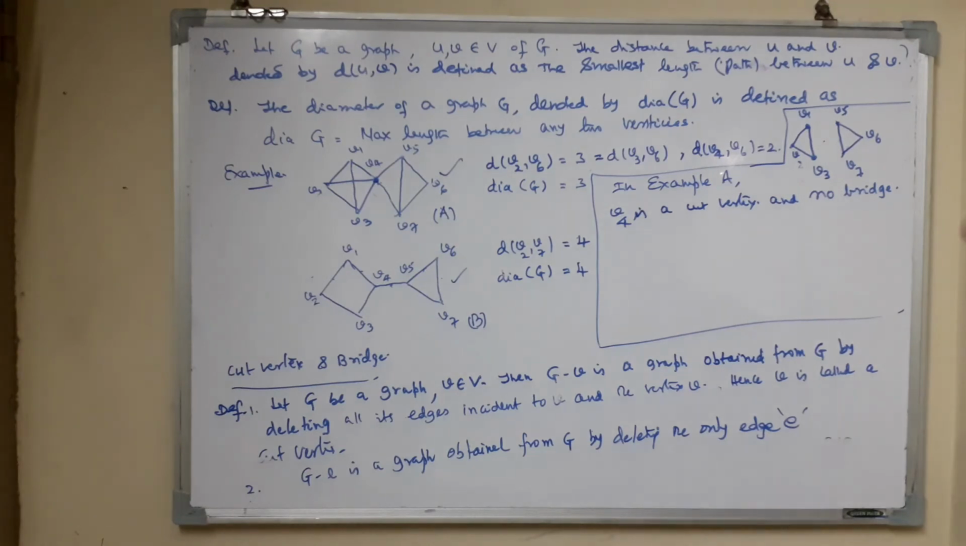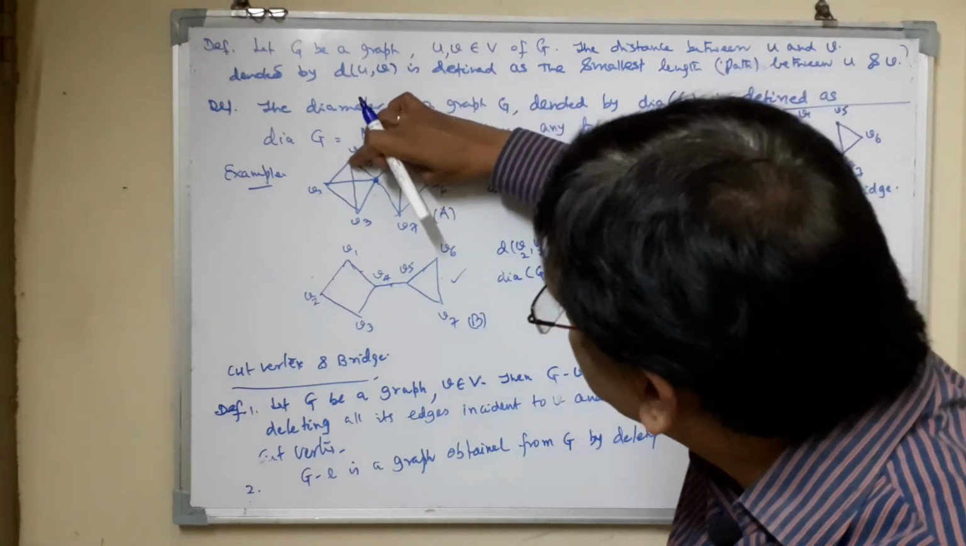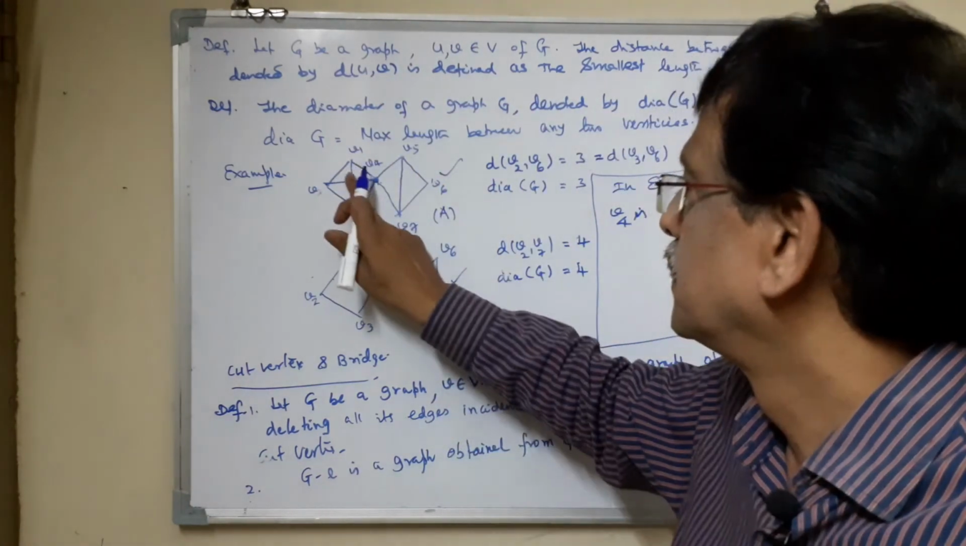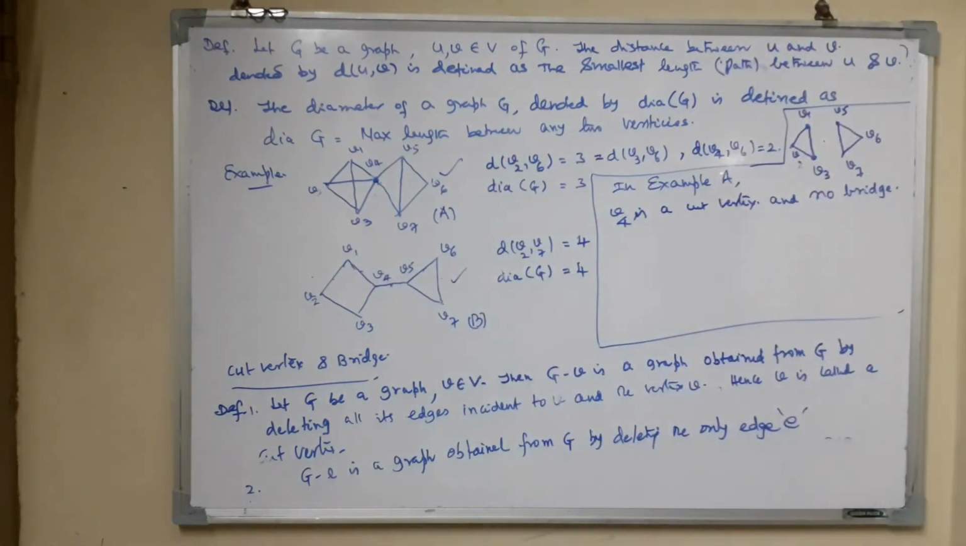Suppose if I want to remove this one, still I can travel from U2 to U3. Any of the edges you remove, we can reach from any vertex to any vertex. So V4 is a cut vertex, whereas it has no bridge.